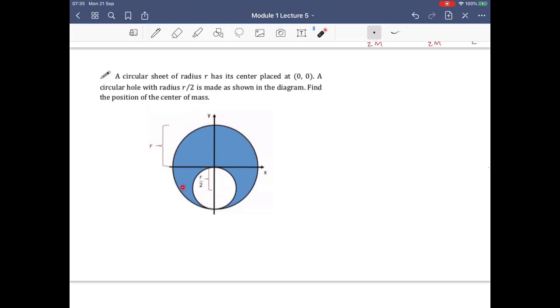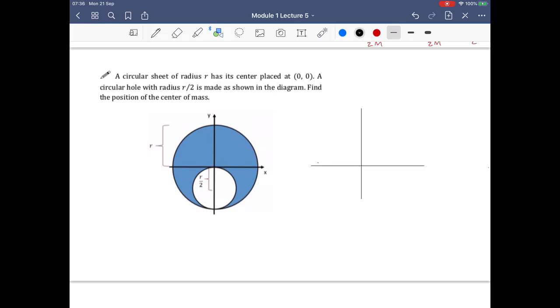Okay, so the situation is like this. At the beginning, you have a complete blue circle. Then you cut out this hole, white hole. Okay, and you are asked what is the new position of the center of mass. Alright, so this might look difficult, but it is not actually. The trick to do it is like this.